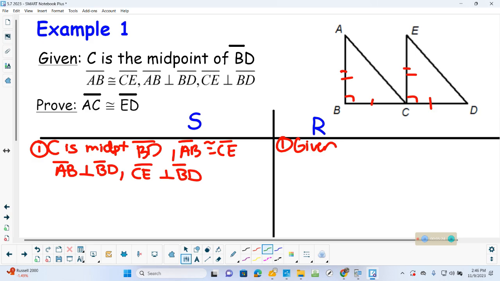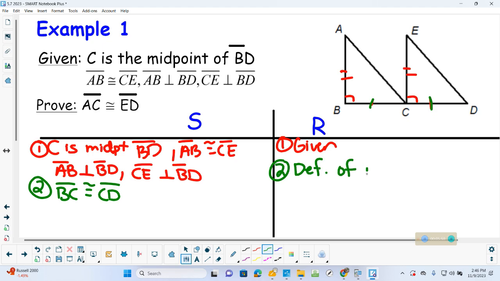Now, I need 3 pieces of congruency, of course, to prove my triangles are congruent. And that's the only one they gave me. I marked these guys from the midpoint. So that's the next thing I'm going to put in here. Segment BC congruent to segment CD. And I marked that because of the midpoint. Definition of midpoint. Now, remember, we need 3 total pieces of congruency. I've got 2. Clearly, I need these angles.